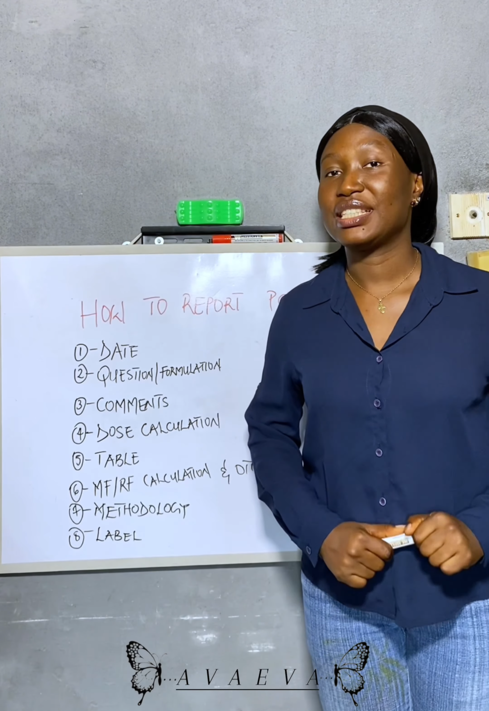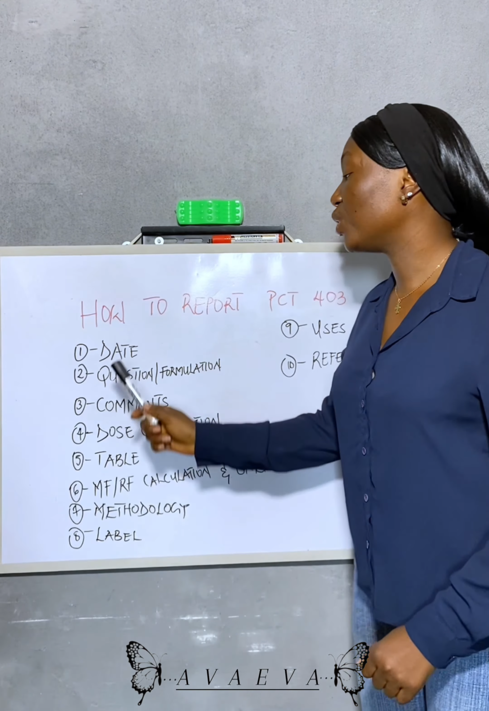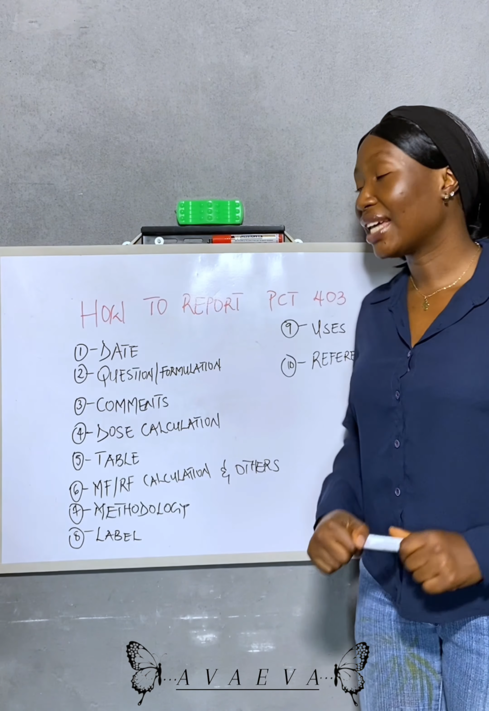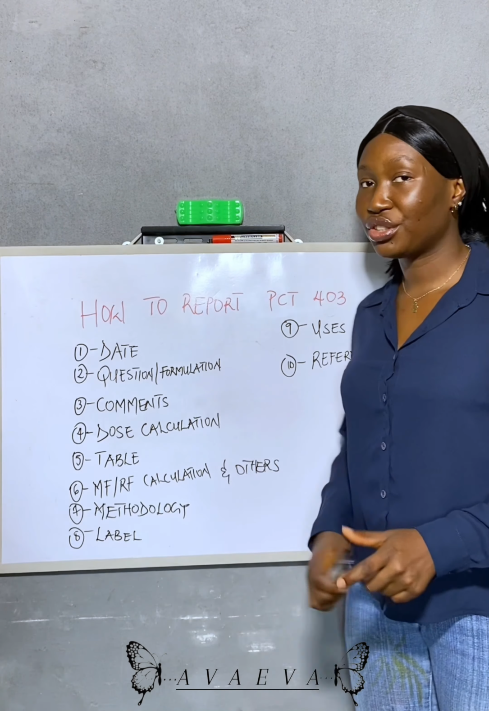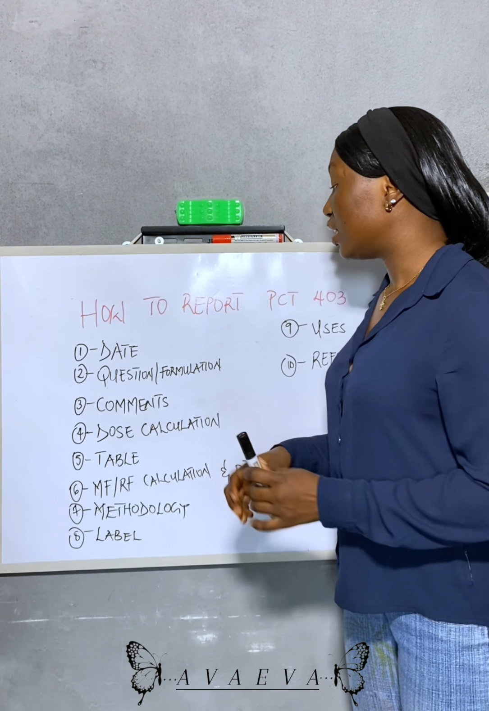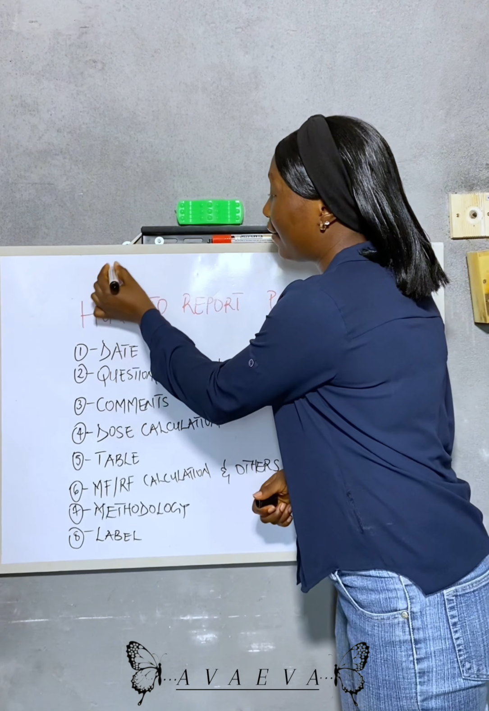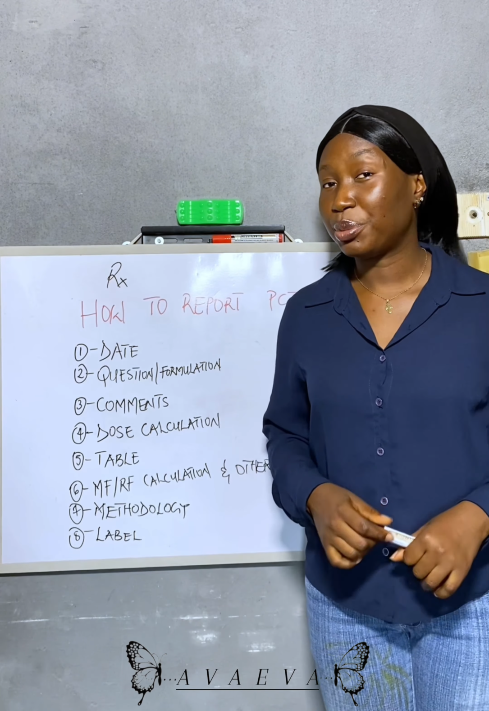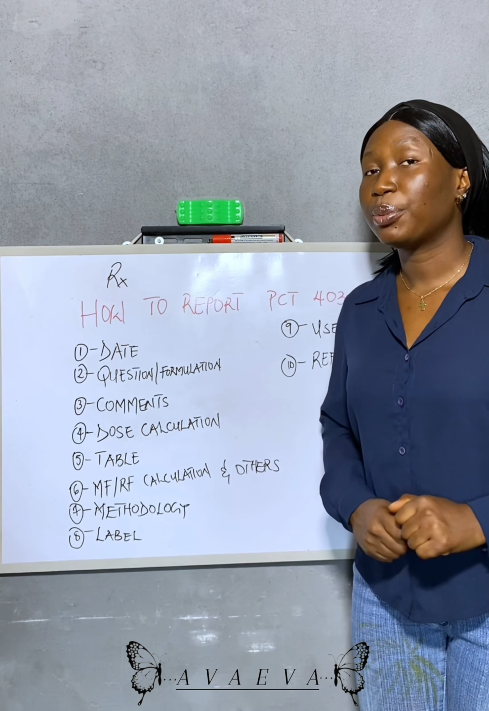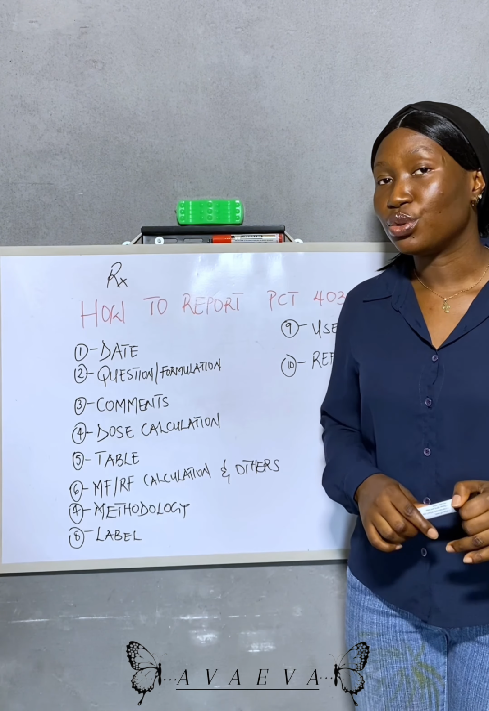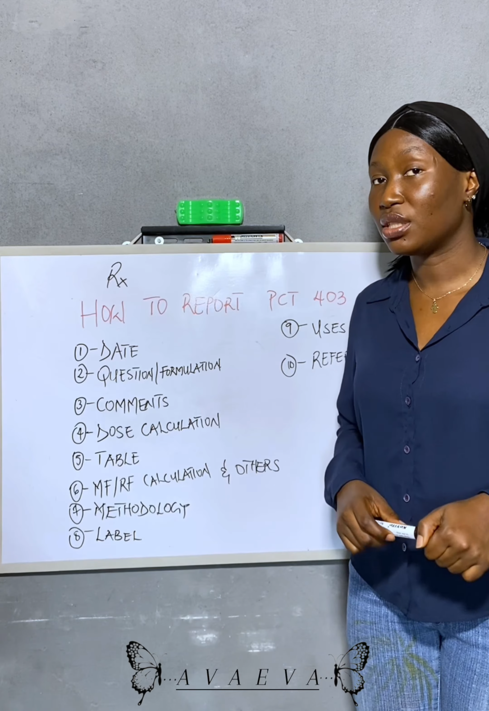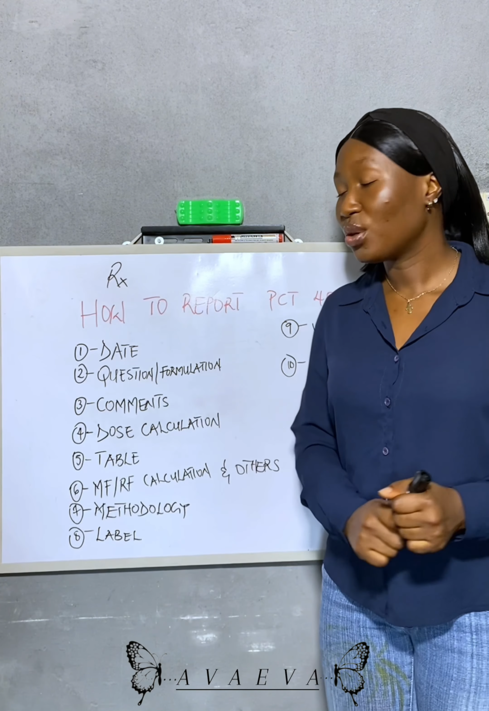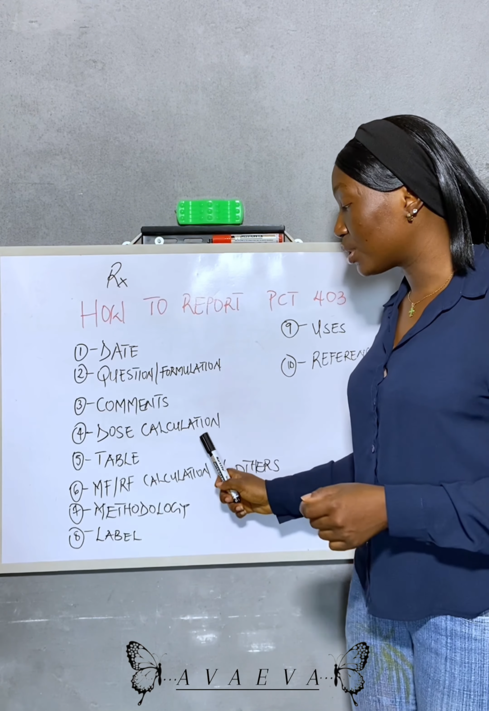How to report PCT 403. First, you have your date, which is usually at the top left corner of your report book. Secondly, you have your question or formulation of preparation. They usually come with the symbol RX. There are some preparations we call BPC preparations. Whenever these are given to you, you can obtain the ingredients from the BPC, which you would write immediately after the question. The next you have is your comments, followed by your dose calculation.